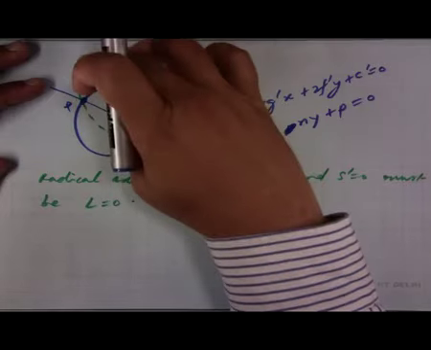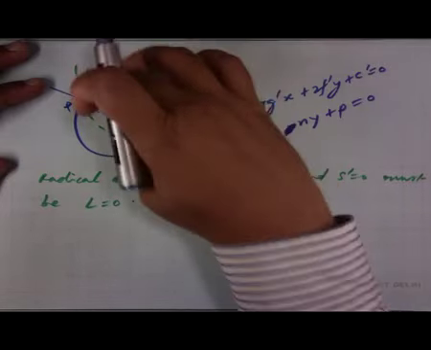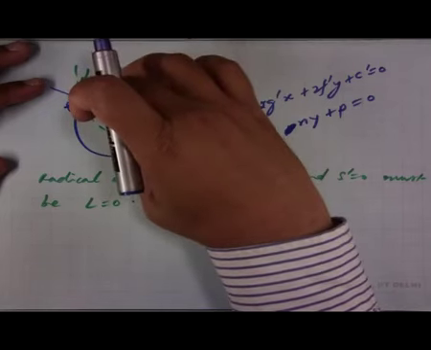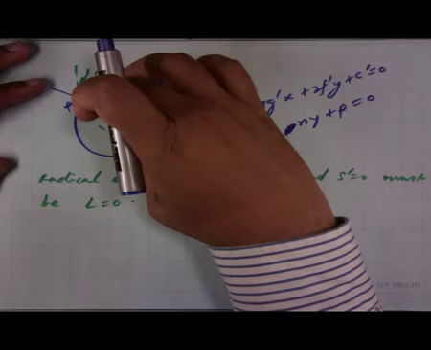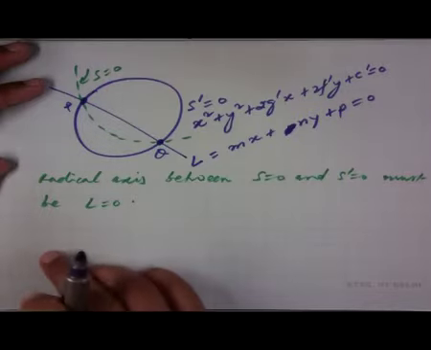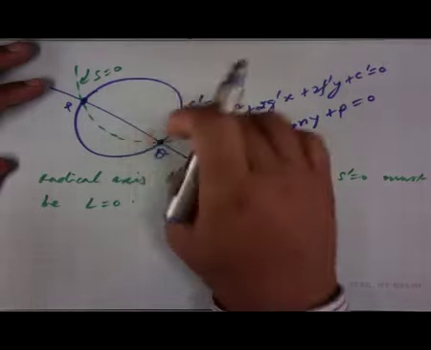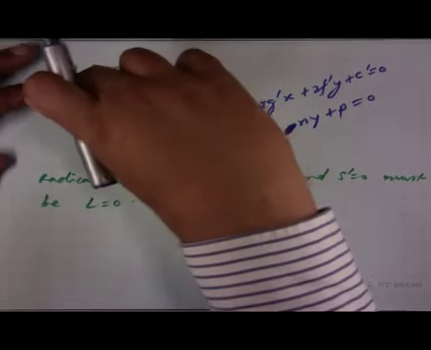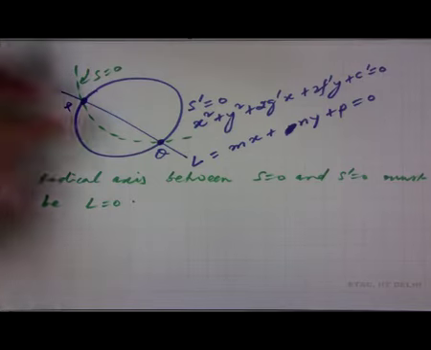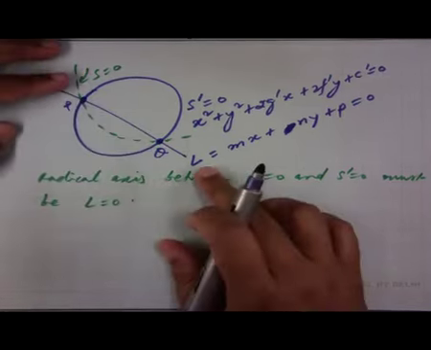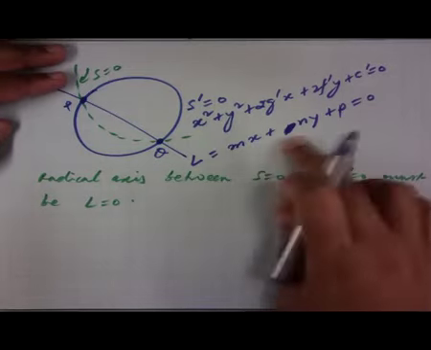Now, if we have any other circle S equal to 0, which also passes through these two points, then it is clear that the straight line joining these two points has to be the radical axis between S equal to 0 and S prime equal to 0. But since there is always only a unique line joining two points, the equation of this straight line must be nothing but this equation.